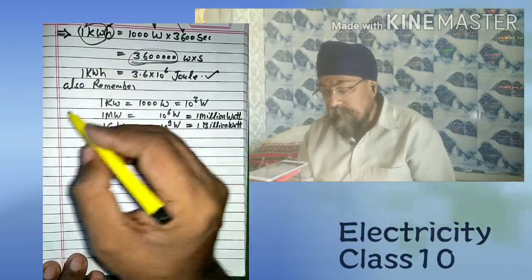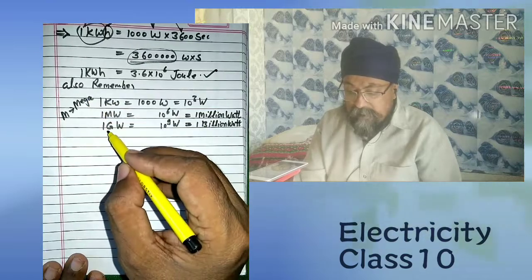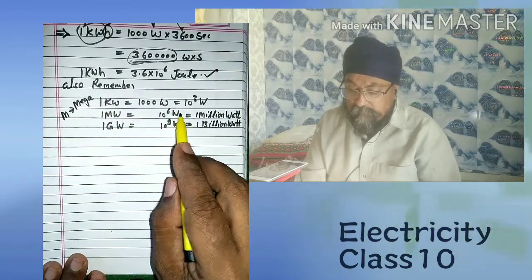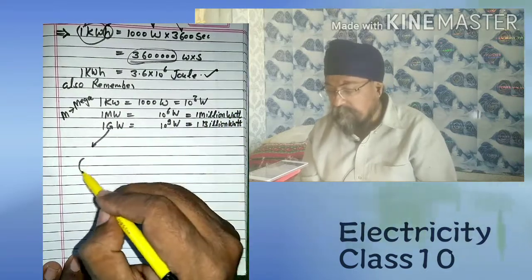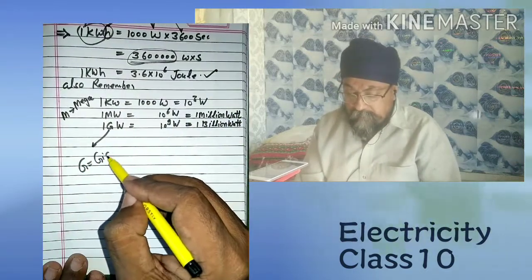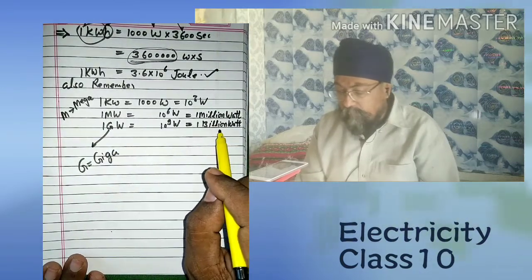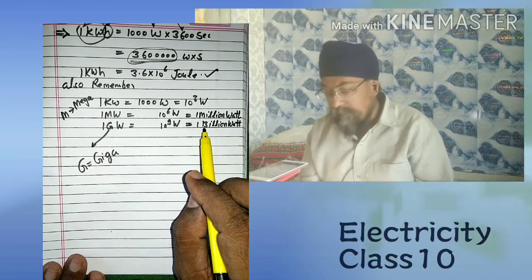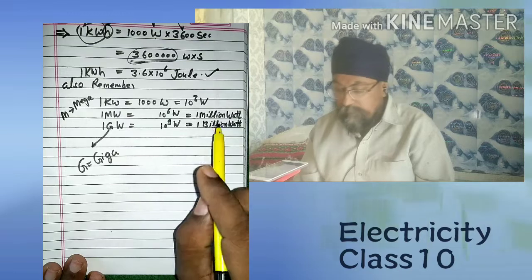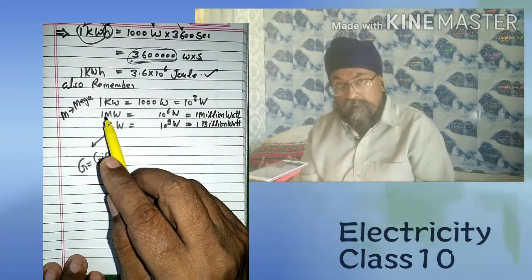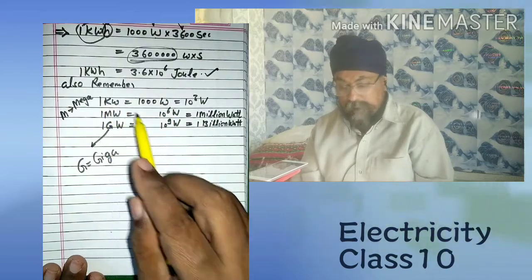1 megawatt, M stands for mega, equals 10 to the power 6 watt, that means 1 million watt. G stands for giga. 1 gigawatt equals 10 to the power 9 watt, that means 1 billion watt. 1 billion watt is known as 1 gigawatt, 1 million watt is known as 1 megawatt, and 1000 watt is known as 1 kilowatt.